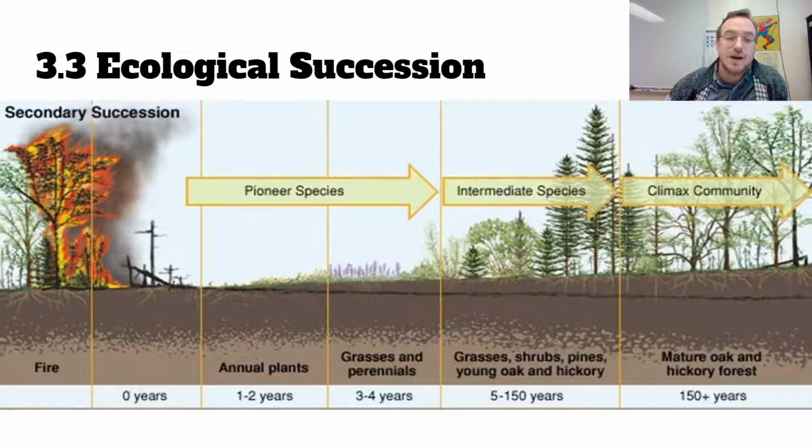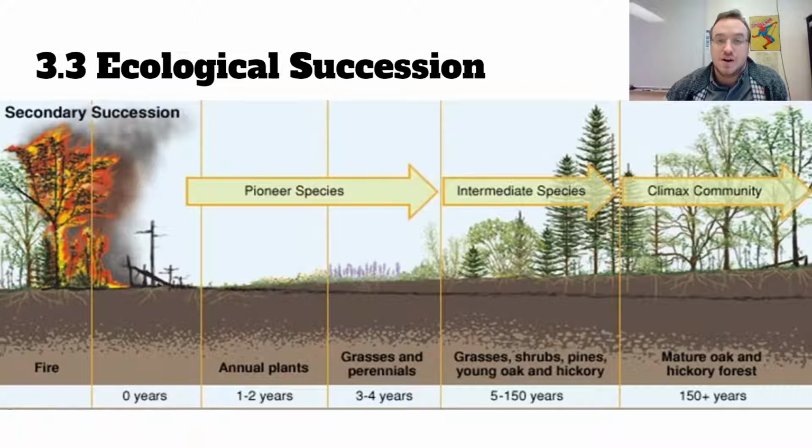We're still going to have pioneer species and then intermediate species and then climax communities, but it's going to take less time. Plants will start to grow back within 1 to 2 years. Then we're going to move from annuals to grasses and perennials like wildflowers in just 3 to 4 years. So by 5 years out, we're starting to have trees and shrubs, all right?